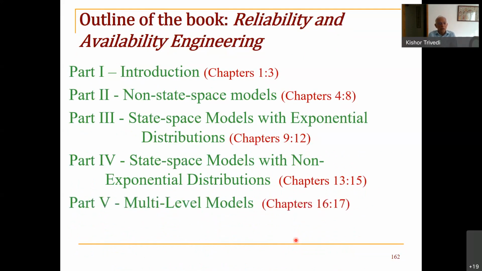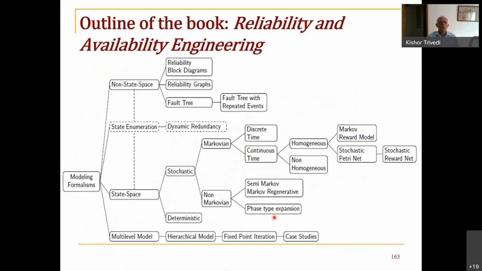Part 5 is multi-level models, chapters 16 and 17. One consists of hierarchical models, and the other consists of fixed point iterative models. And then there is an additional case studies chapter. Case studies occur all over the book, but in addition, some case studies are collected in the last chapter. You can also see the flow of the book in a different way.